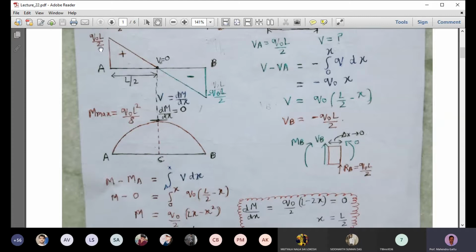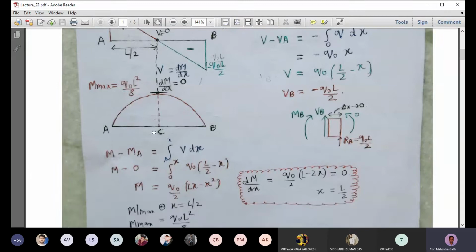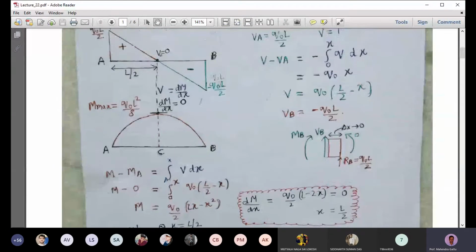It will be Q naught L by 2 into L by 2 by 2, so it will be Q naught L square by 8. So Q naught L square by 8 is the bending moment at this point. That is the area under the curve. And if you see here, the shear force value is 0 there.